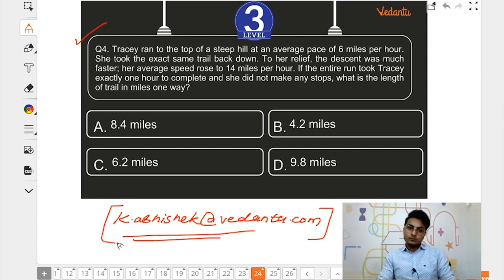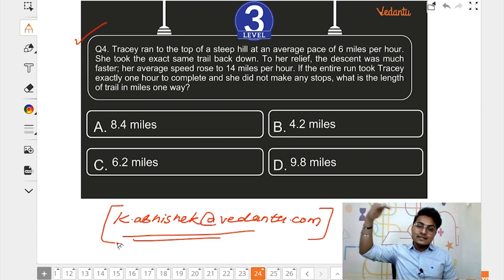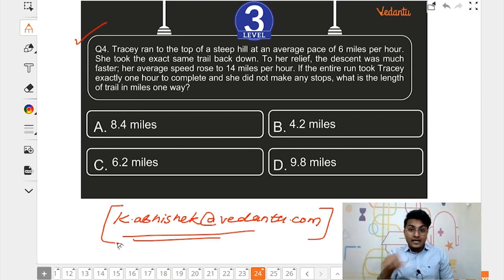You can solve this question and send the solution to my personal email ID. I'll read the question for you and try to make you understand, because many of you might not understand. Tracy ran to the top of a steep hill at an average pace of 6 miles per hour. So she ran at an average speed of 6 miles per hour. She took the exact trail back down, and this time she had an average speed of 14 miles per hour. So they have given you the speed at which she is going up and coming down.